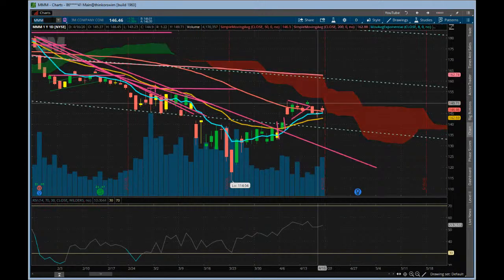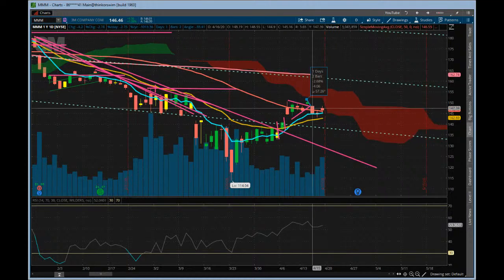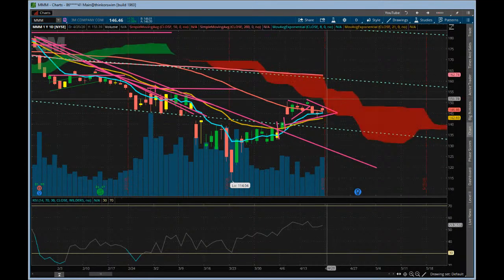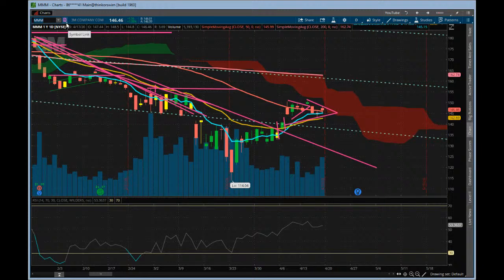Triple M, this thing just hasn't gotten anywhere. I mean, it had this little pennant right here. It's kind of forming a bigger triangle. It's just so range bound right now. So just be careful with that. It might just go range bound into the cloud, and then we'll see if it can break out of the cloud one way or the other.